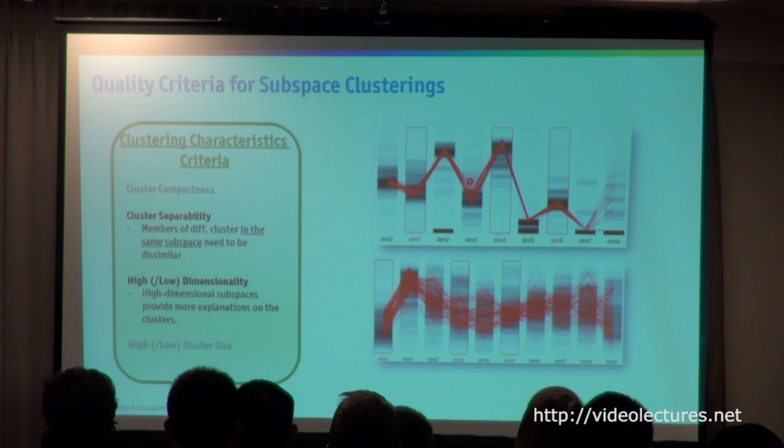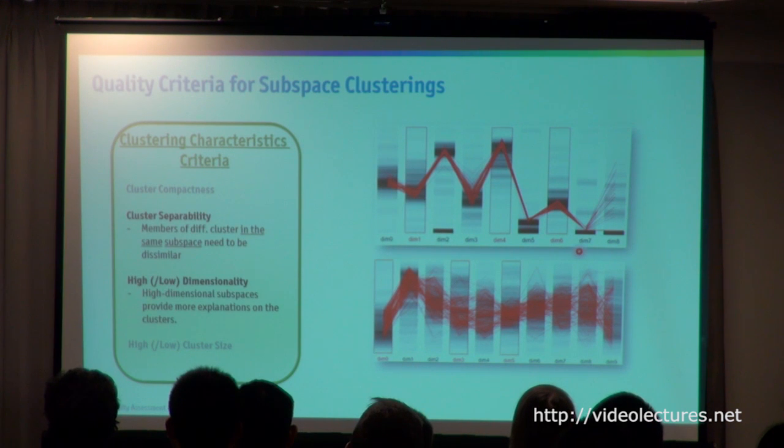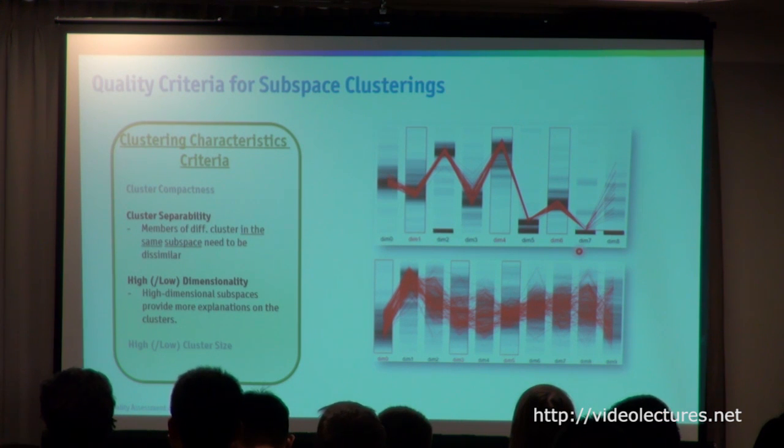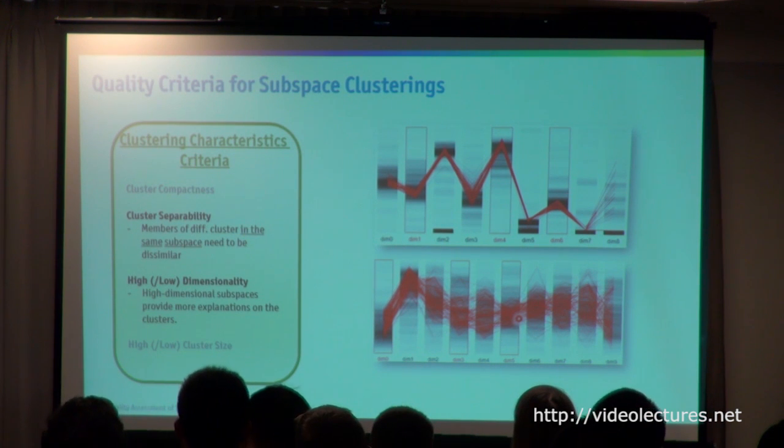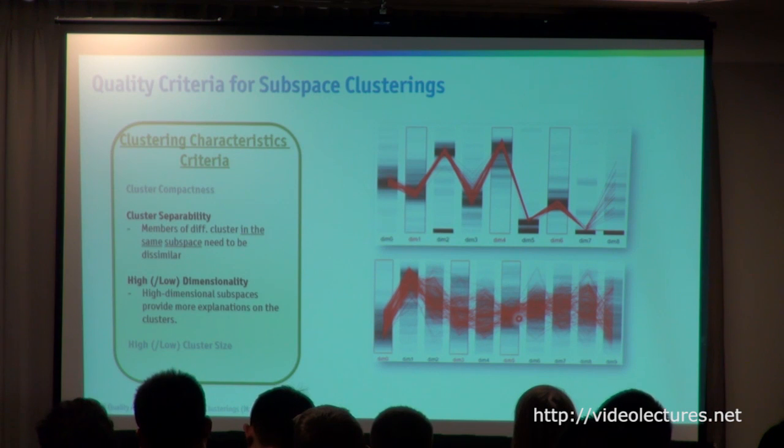But an analyst might question, why are dimensions 0, 2, 3, and 7 not part of my subspace cluster? So the analyst should go back and revise the parameter settings. We can also see the example down here where the clustering is not compact at all, so that should not be considered a useful clustering result.